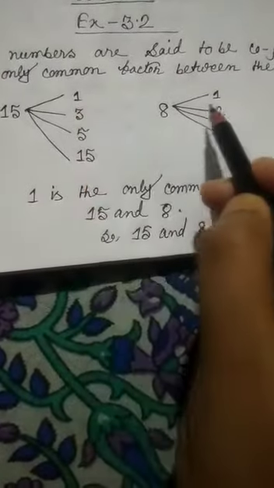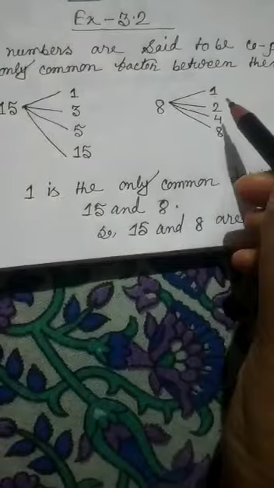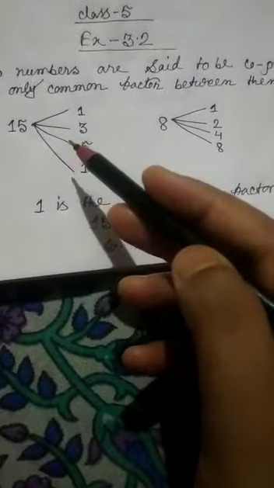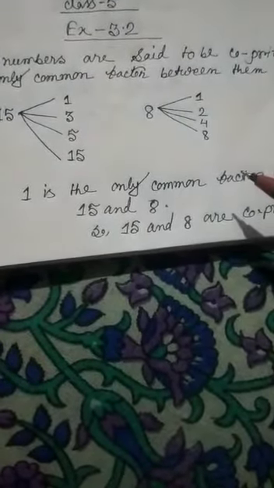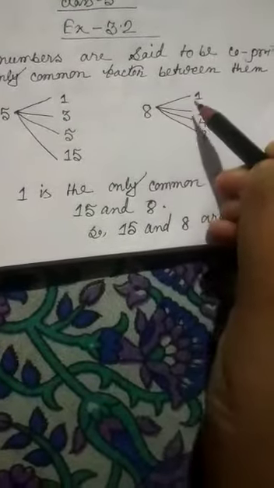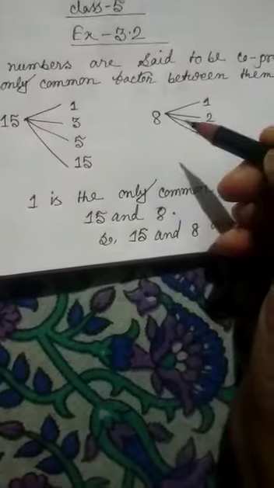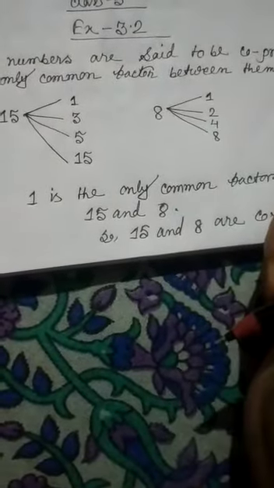Here we can see 1 is the only common factor. Only 1 is the common factor between the two numbers. Right. So we can say that 15 and 8 are co-prime because 1 is the only common factor of 15 and 8.